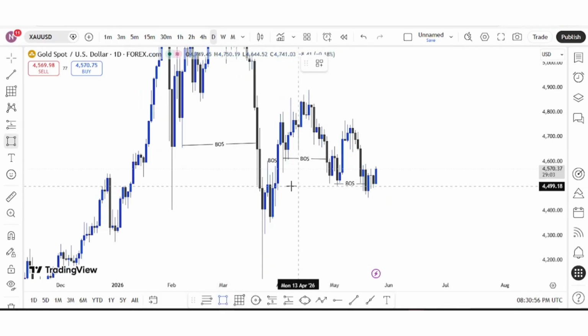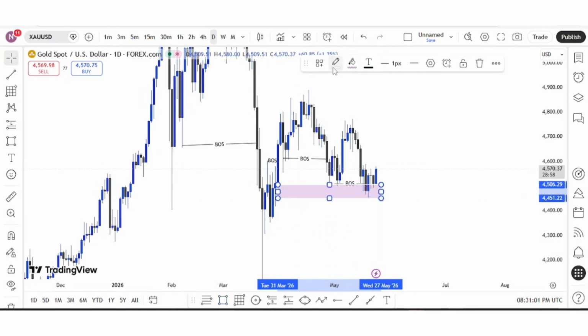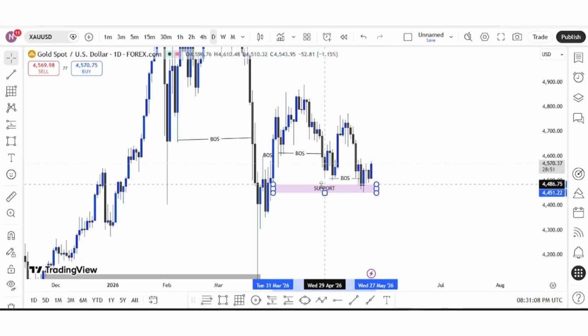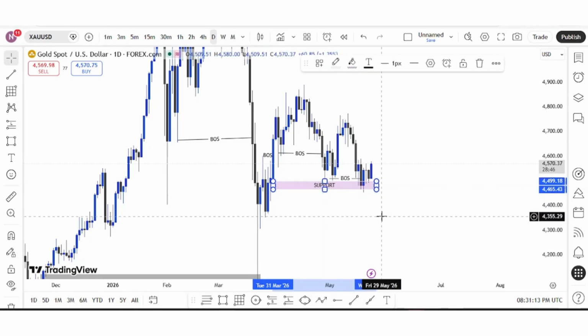Remember, an area where price has reacted to either from the downside or the upside becomes a strong support or resistance level. We can see that price reacted here multiple times. Now gold is pushing up. Gold is giving us a signal.